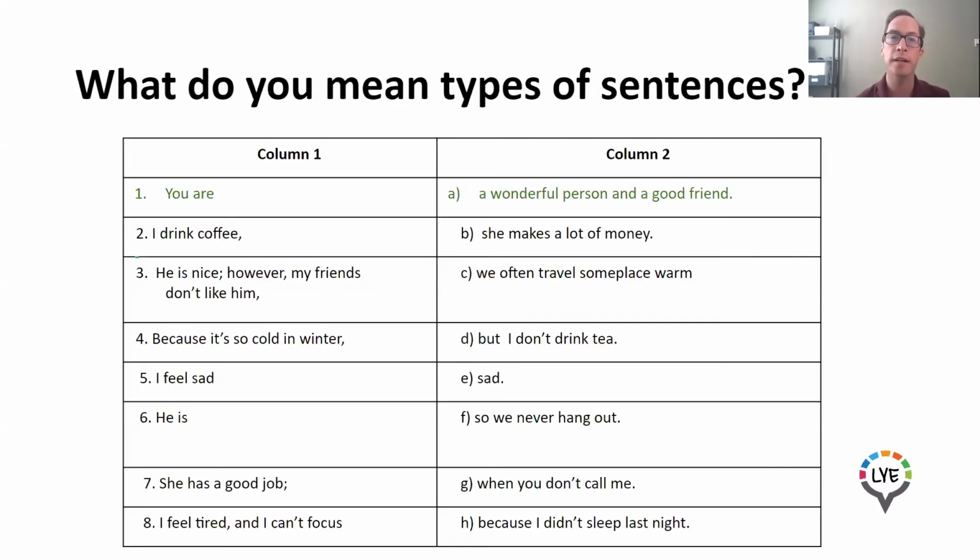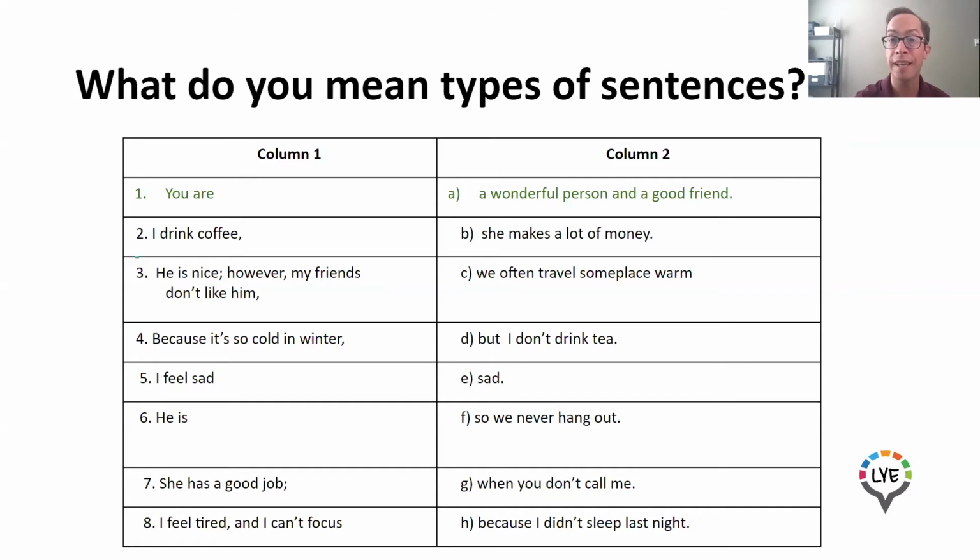So let's get started, because a big question a lot of people have is, what do you mean by sentence variety or types of sentences? What I'd like for you to do is to grab a notebook, and I want you to see if you can connect these sentence beginnings on the left with their endings on the right. If you want to pause the video and try this activity as a warm-up task, please do so now.